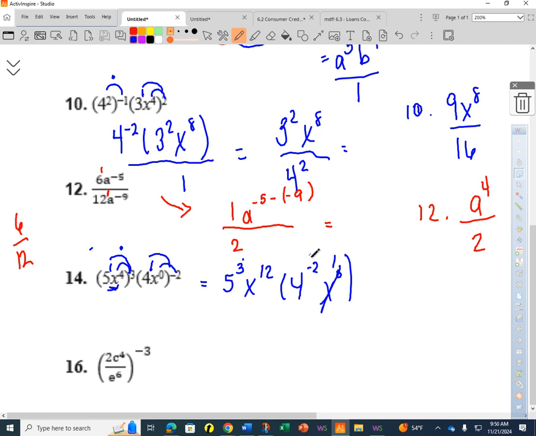What does the negative exponent tell us? What's the negative exponent tell us, Sidarian? What does the negative exponent tell us if we get it here? What do we need to do?